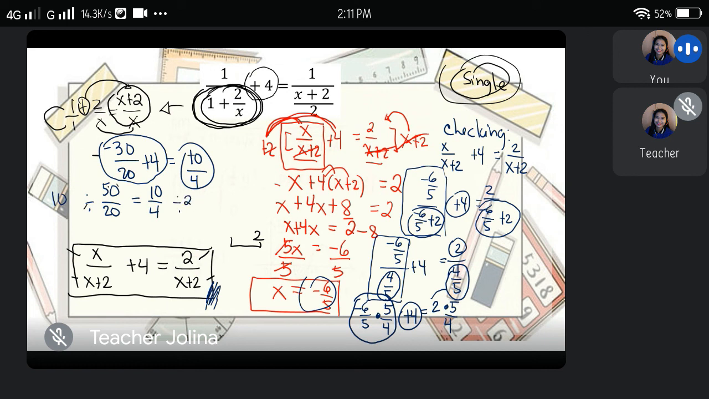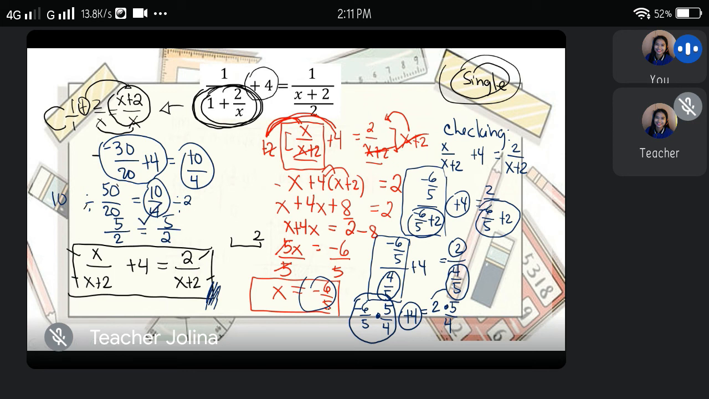Simplify natin. 50 divided by 10 is 5. 20 divided by 10 is 2. Equals, divisible sila parehas by 2. So, 10 divided by 2 is 5, 4 divided by 2 is 2. So, as you can see, 5 over 2 is equal to 5 over 2. So, they are equal. The two expressions are equal.